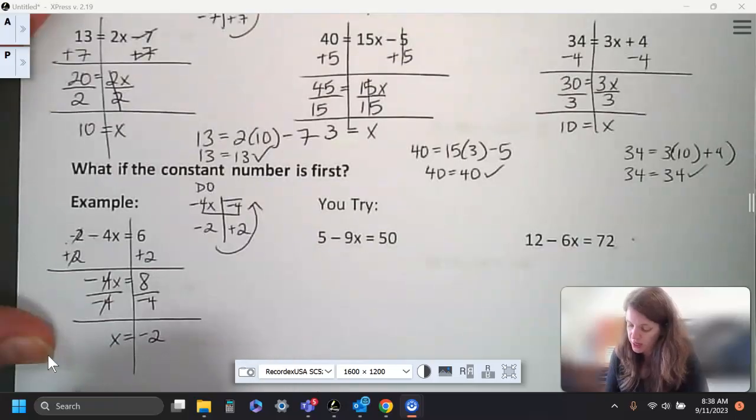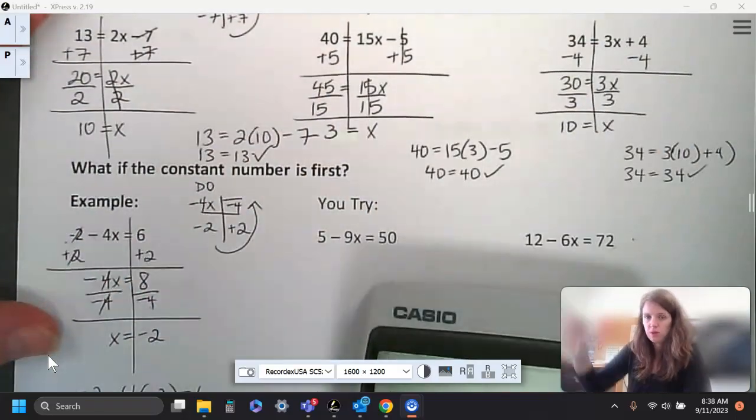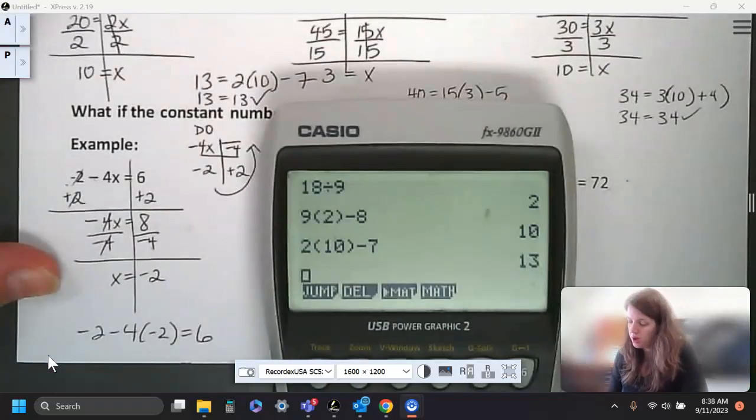So let's check it, right? Negative 2 minus 4 times negative 2, does that equal 6? Well, again, there's a lot of negatives there. Oops, sorry, see that last little part. Negative 2 minus 4 times negative 2.